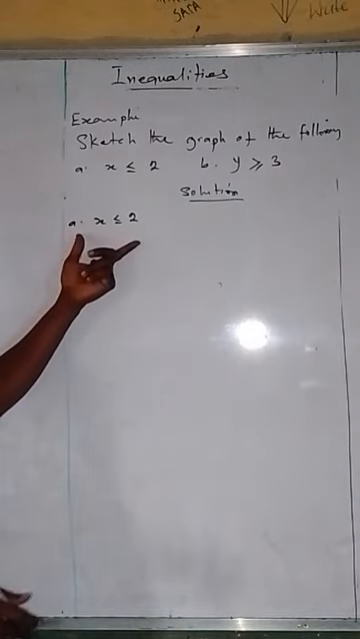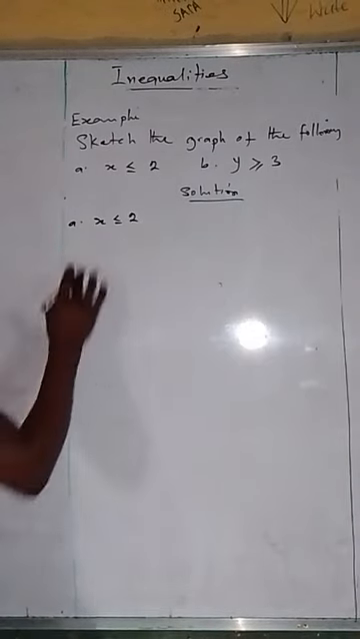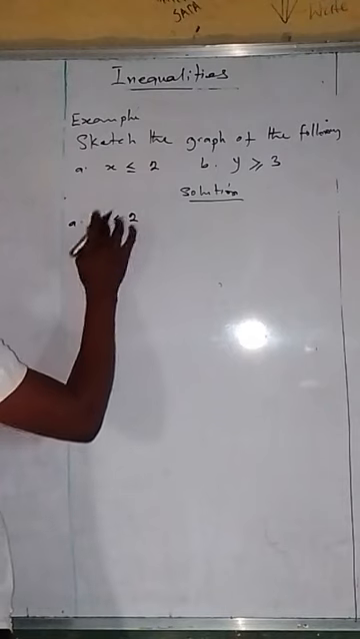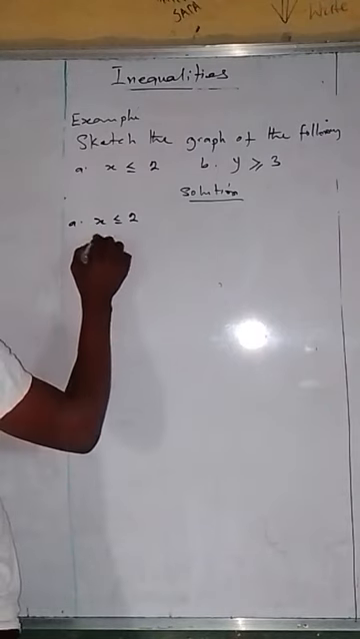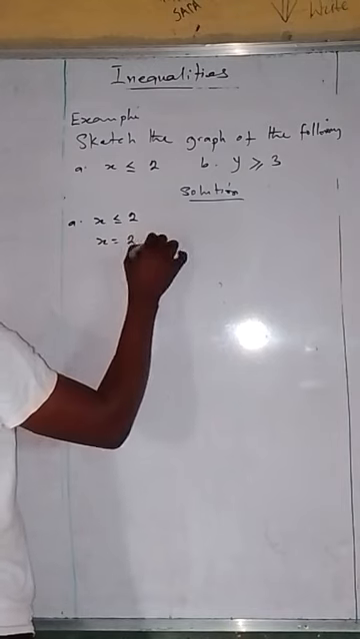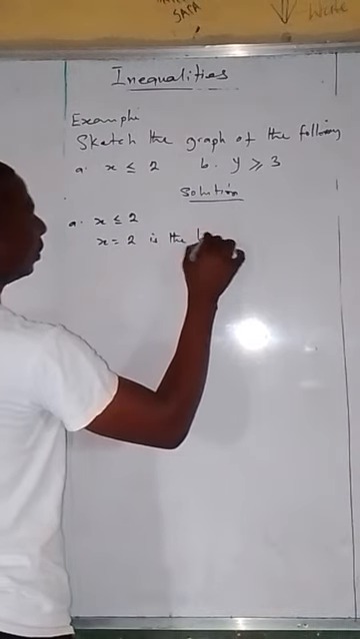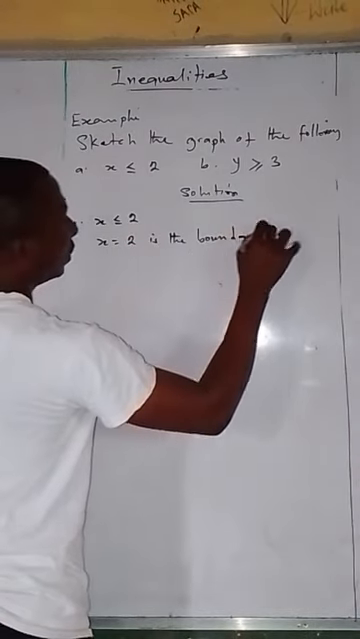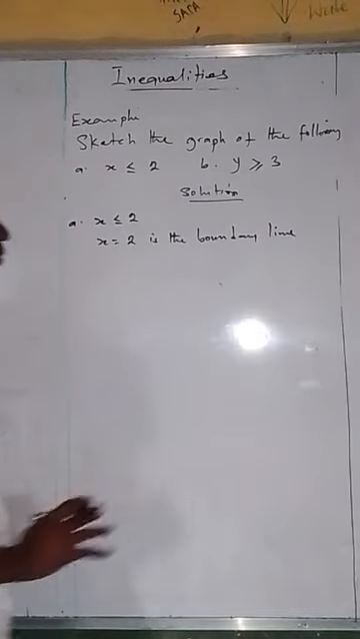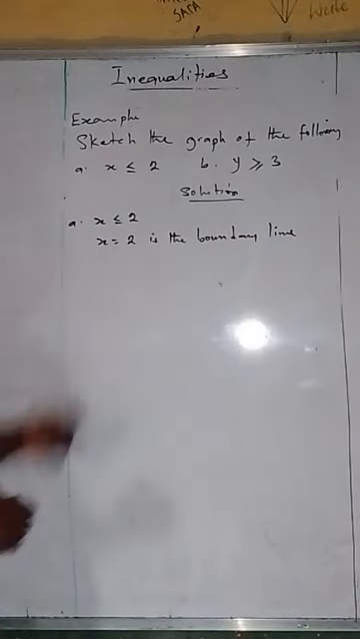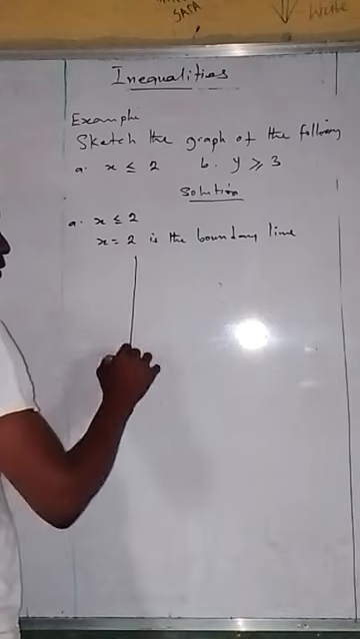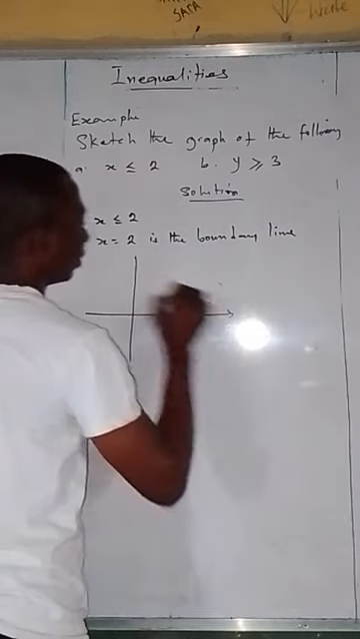Now to sketch the graph of this, the first thing is to get the boundary line. Now, the boundary line, just change this inequality to equality. We have x equals to 2 is the boundary line. That's all.